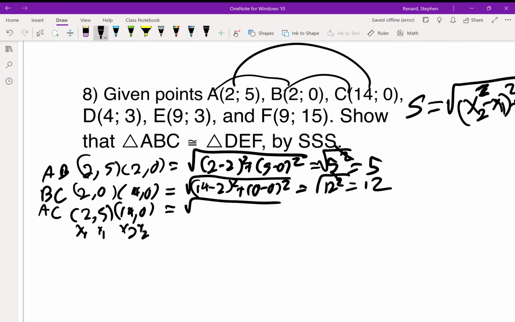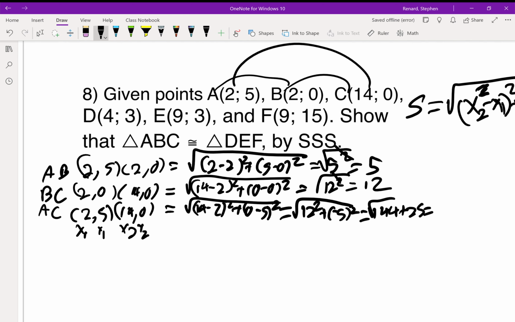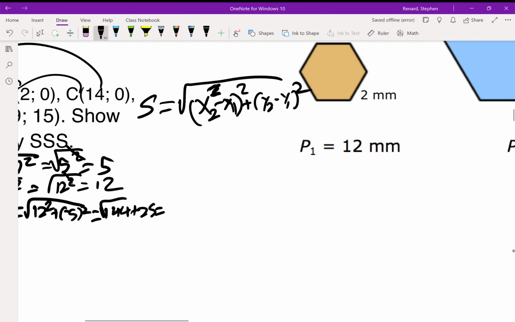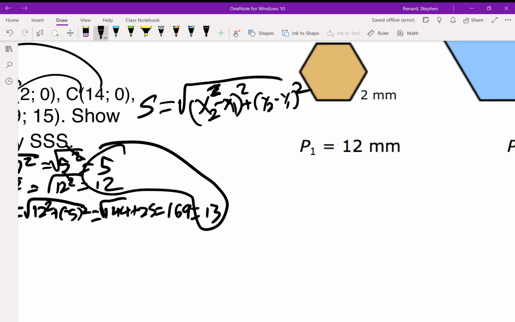This right here, we're actually going to have to do some math, people. 14 minus 2 squared plus 0 minus 5 squared equals the square root of 12 squared plus negative 5 squared, which equals the square root of 144 plus 25, which is the square root of 169, which is 13. So the lengths of these triangle sides are 5, 12, 13.